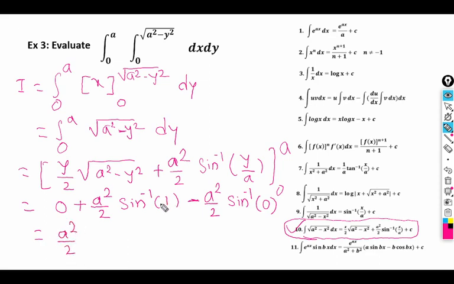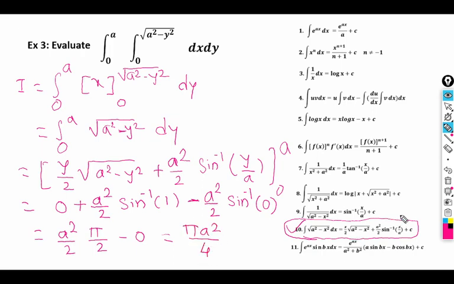What is the sine inverse 1? You can use a calculator also. Sine inverse 1, calculator gives you 90 degrees, so that is pi by 2. And sine inverse 0 is 0. So that is 0. So pi square by 4.